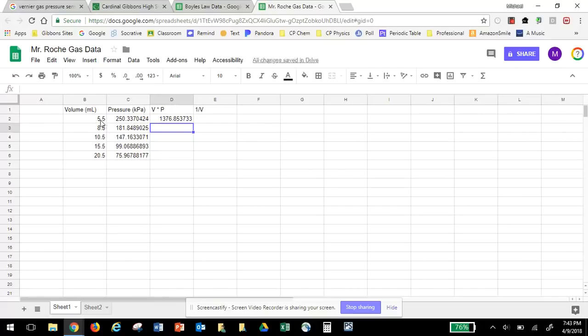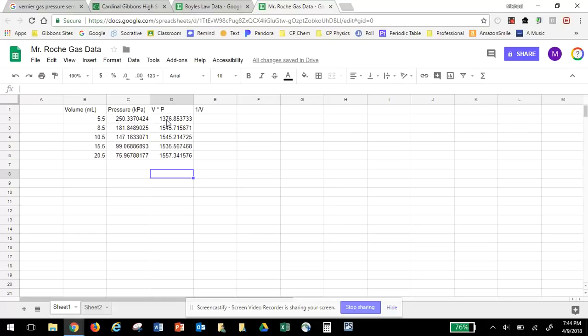So what this did is it multiplied 5.5 times 250 and gave me this number. Now I want 8.5 times 181 here, and I want 10.5 times 147 here. And rather than do that every time, it turns out since I want the same function to go for every one of these cells, you just drag down like that. And what you'll see here is sort of what we suspected, that these are equal to a constant, right? You're getting about the same number every time except for the first one. And that probably has to do with when you were increasing the pressure, maybe some leaking out or whatever.